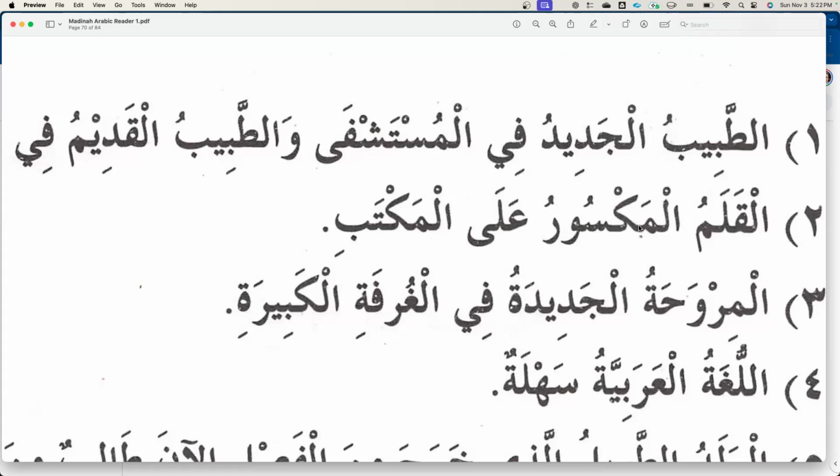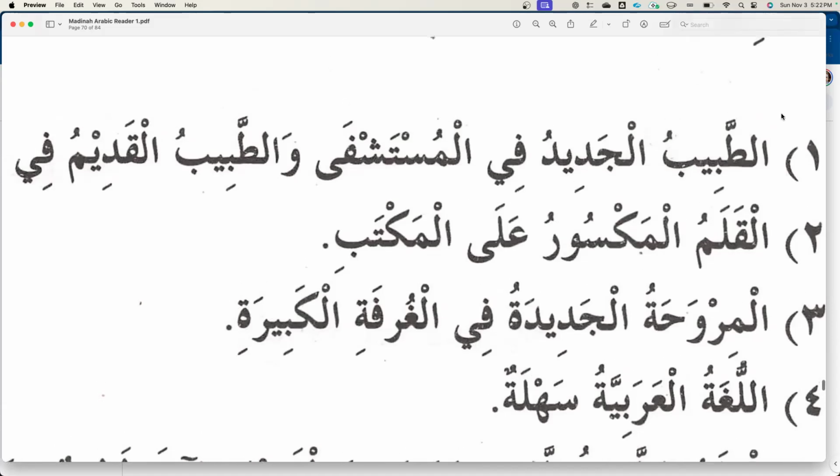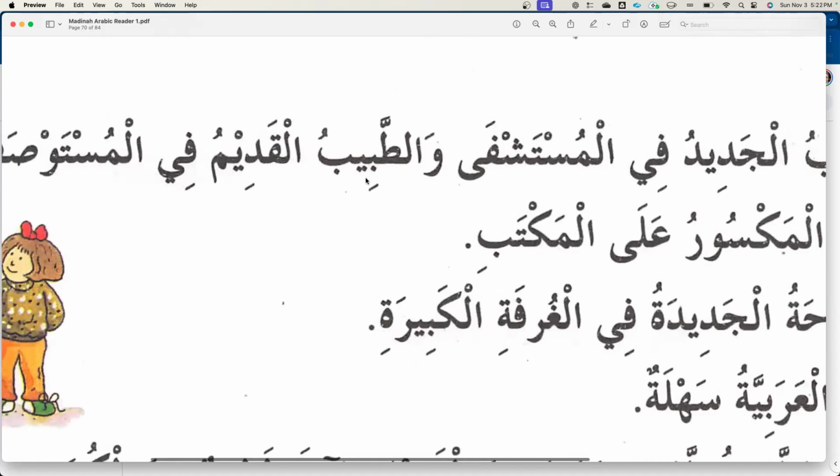Nothing new here. We're just practicing the adjectives and matching them with the nouns, right? It's al-qalamu, so the adjective of al-qalamu will also be definite. That's why it's al-maksuru, it just matches. Same thing, at-tabibul jadidu, the new doctor, and at-tabibul qadimu, the old doctor. Like that.